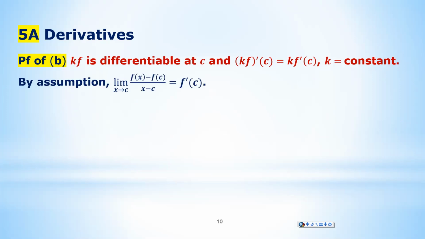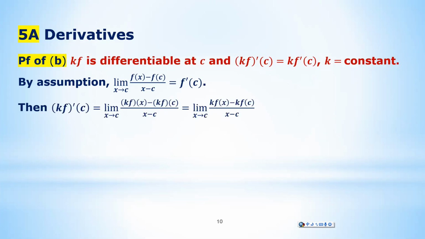Okay, again, by the assumption, I have this limit. And then I compute the kf derivative, again using the limit. So by limit, it means (kf(x) minus kf(c)) divided by x minus c. But kf is basically the product between k and f, the same as k and f(c). So k can be moved out because k is a common term. So this can be written as k times (f(x) minus f(c)) divided by x minus c. And then you can see k is a constant, so you can move the k outside of the limit.